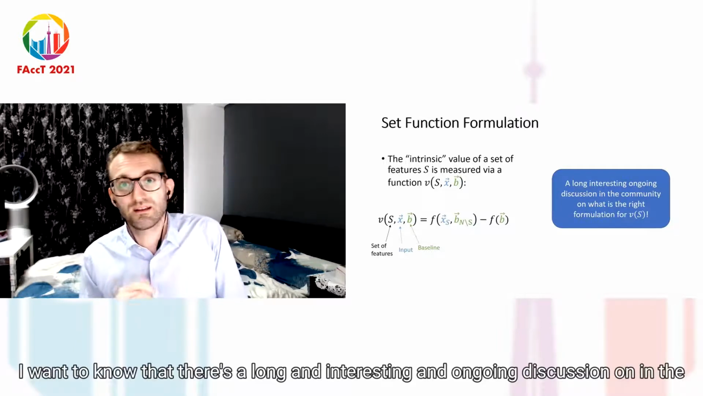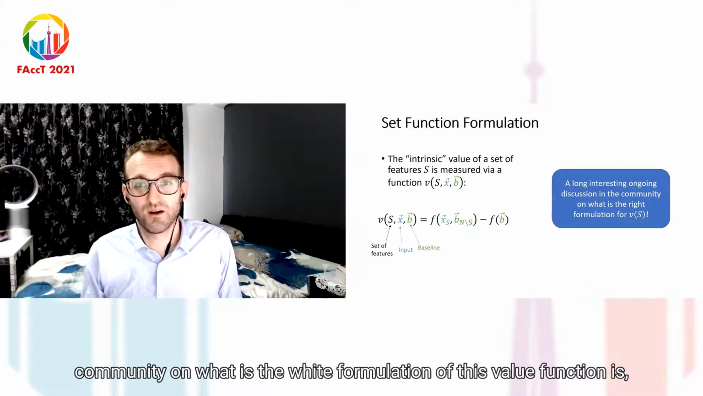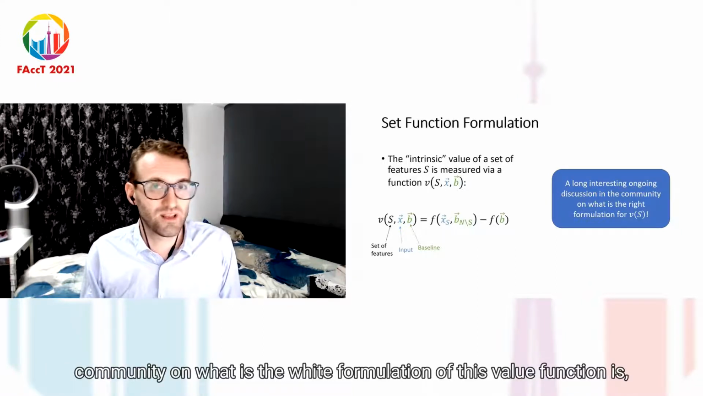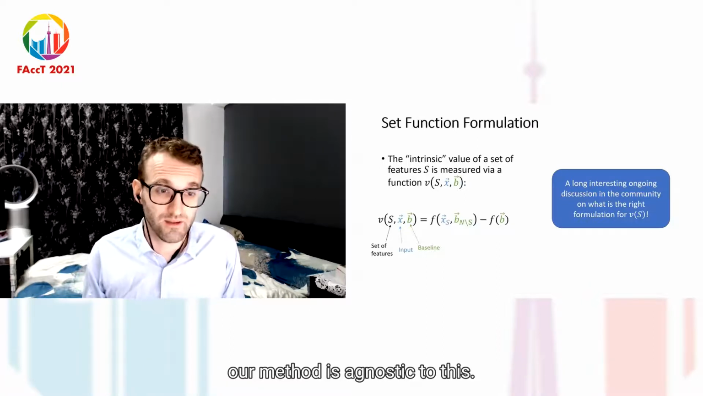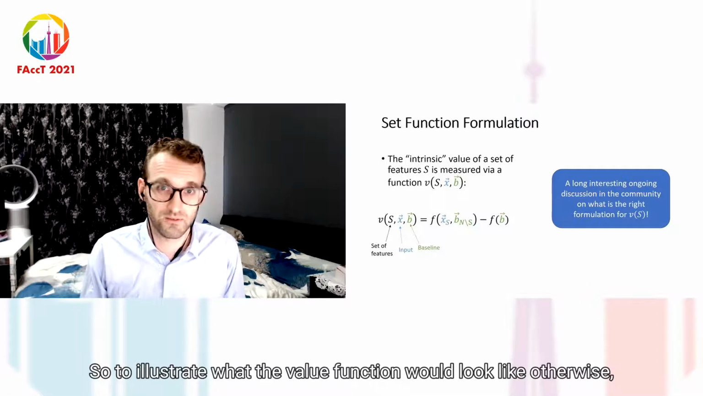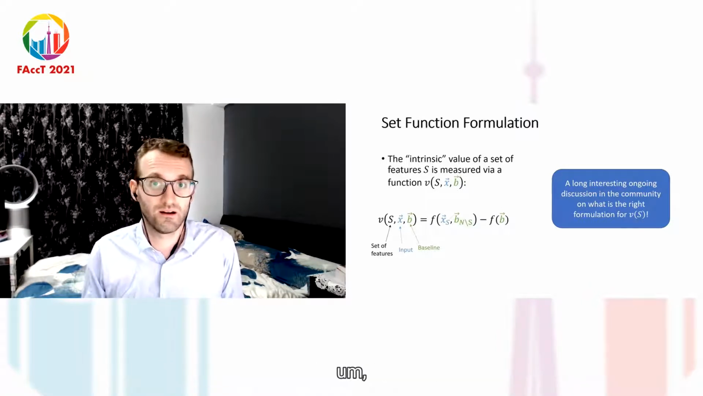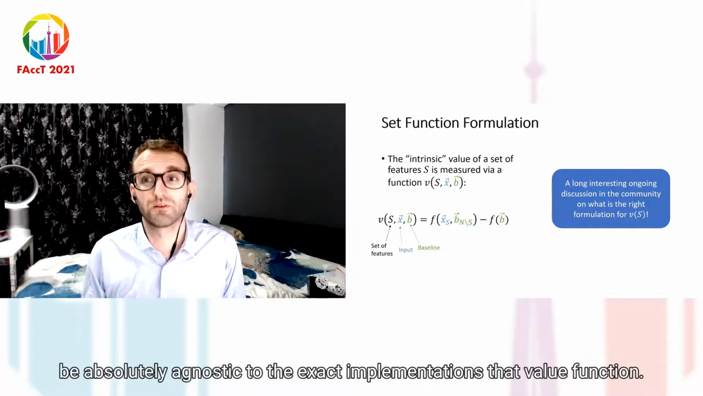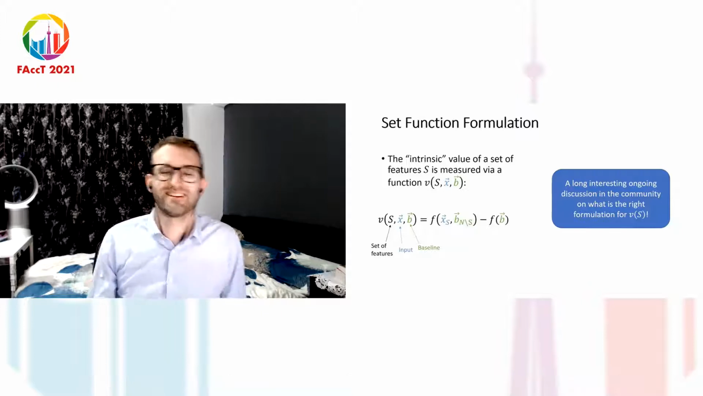I want to note that there's a long and interesting and ongoing discussion in the community on what is the right formulation of this value function. Our method is agnostic to this. I have just given here an example to illustrate what a value function would look like. Otherwise, we are absolutely agnostic to the exact implementation of this value function.